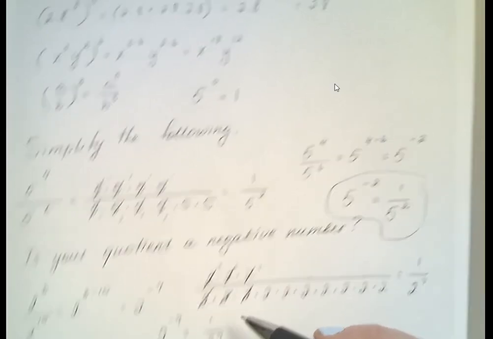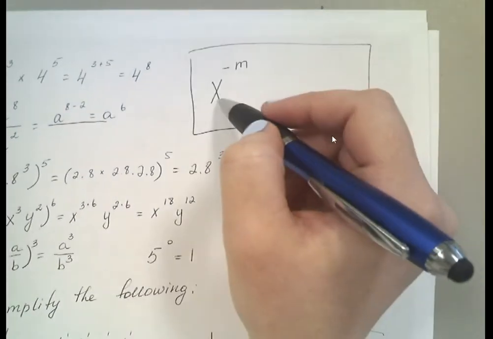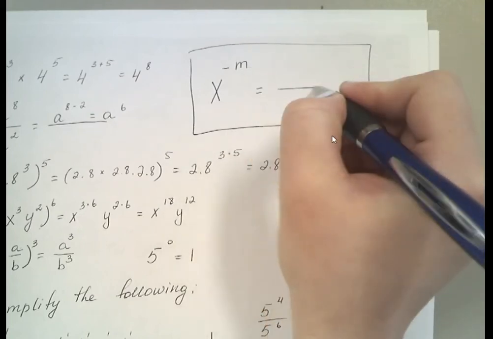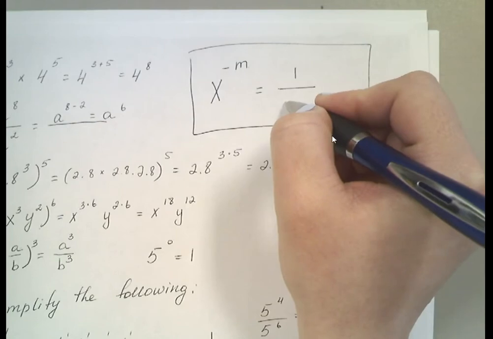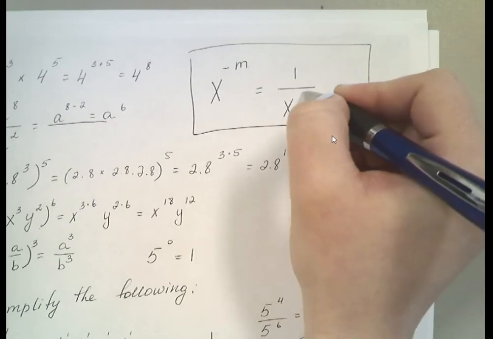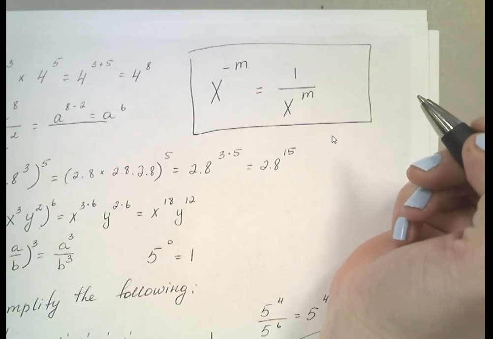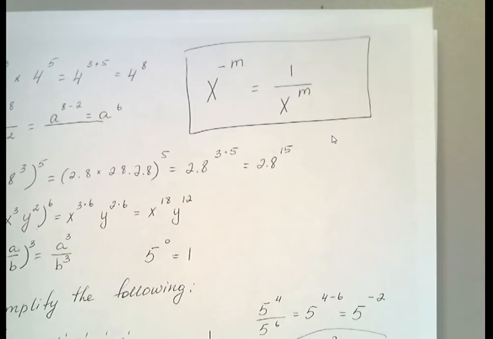So let's come up with an actual rule for it. Any number to the negative power is going to mean 1 over the same number to the same positive power. Okay? This is the rule about our negative exponents. Let's see what it means in our lesson.